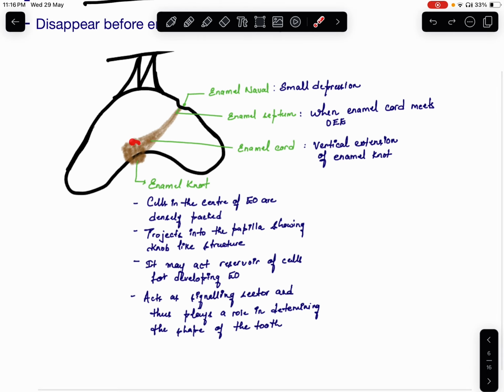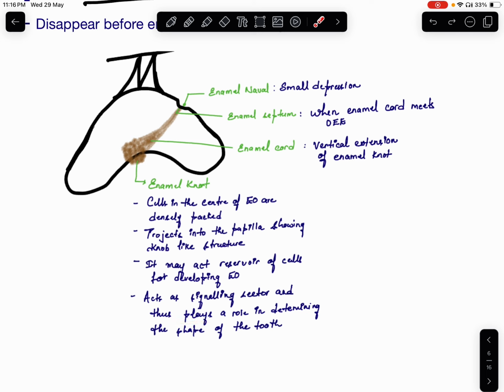What are they? There are the central cells of the enamel organ. Cells in the center of the enamel organ are very densely packed and are called the enamel knot. Sometimes they project outside the enamel organ into the dental papilla and show a knob-like structure. They may act as a reservoir of cells. They have a lot of cells and this is continuously growing, so it can provide cells to the entire enamel organ. They also act as a signaling center and play an important role in determining the shape of the tooth.